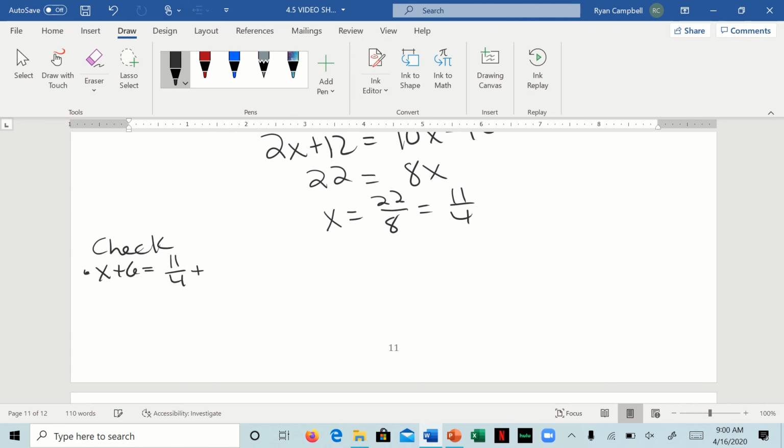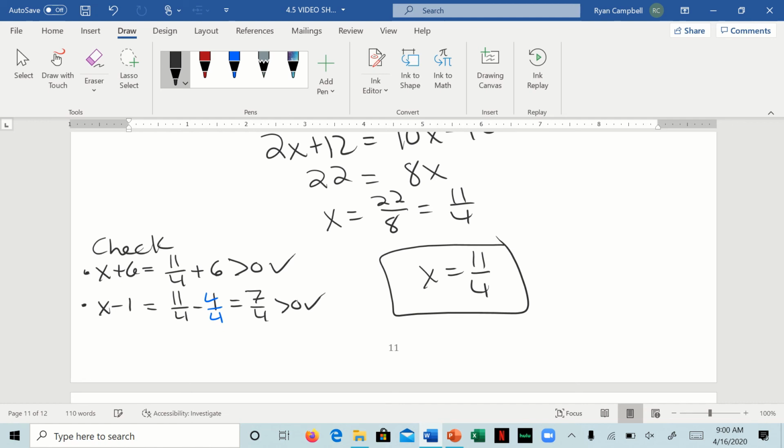So 11/4 plus 6, regardless of what that is, we can definitely see it's positive, right? Which is really all we need to check. So then we got to check x minus 1. So that's 11/4 minus 1. We see that's going to be 7 over 4, right? So 7/4, still positive. So we can confirm that x is 11/4.